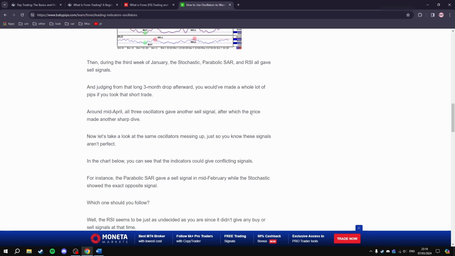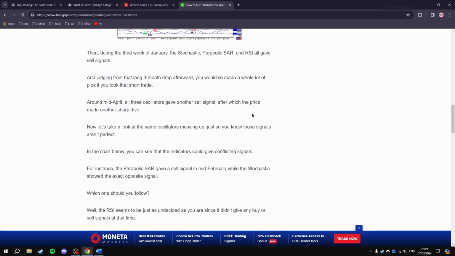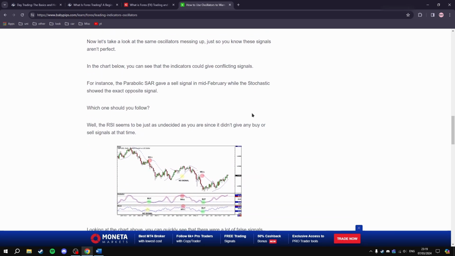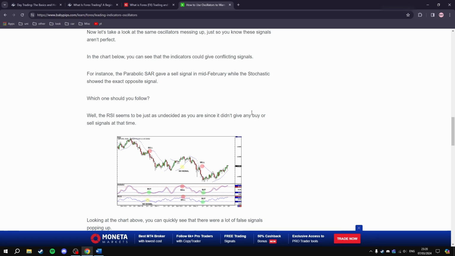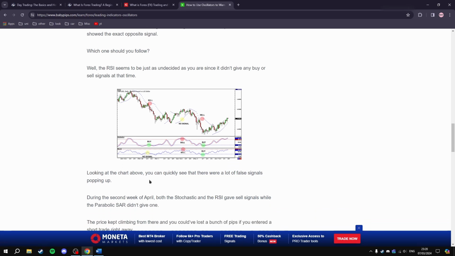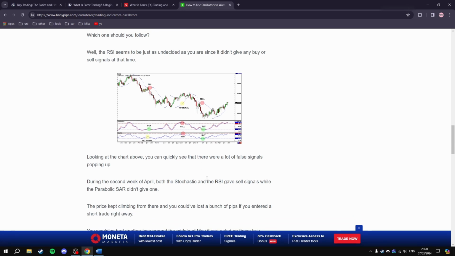Now let's take a look at the same oscillators messing up. Just so you know, these signals aren't perfect. In the chart below, you can see that the indicators could give conflicting signals. For instance, the parabolic SAR gave a sell signal in mid-February, whilst the stochastic showed the exact opposite, so buy. Which one should you follow? Well, the RSI seemed to be just as undecided as you are, since it didn't give any buy or sell signals at that time. Looking at the chart above, you can quickly see that there are a lot of false signals popping up. So no signal, sell, sell, sell, buy, buy.